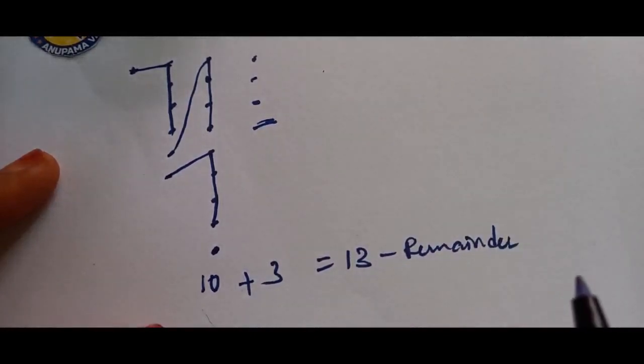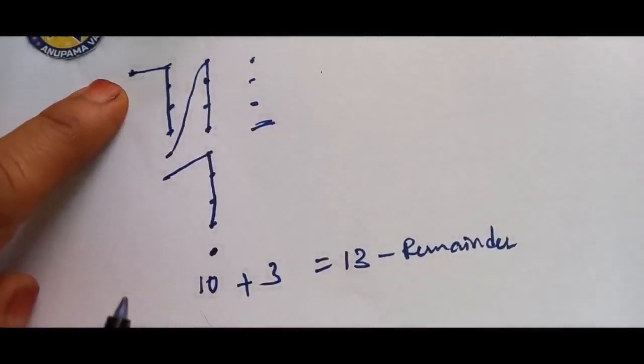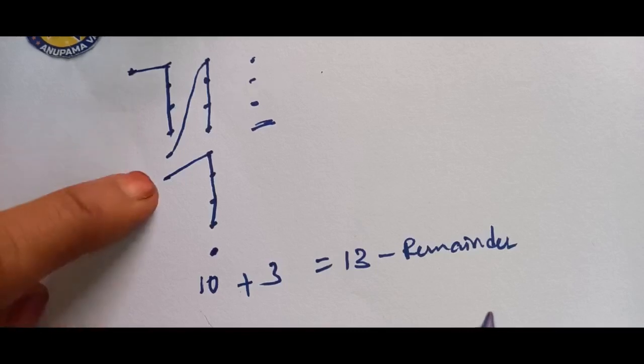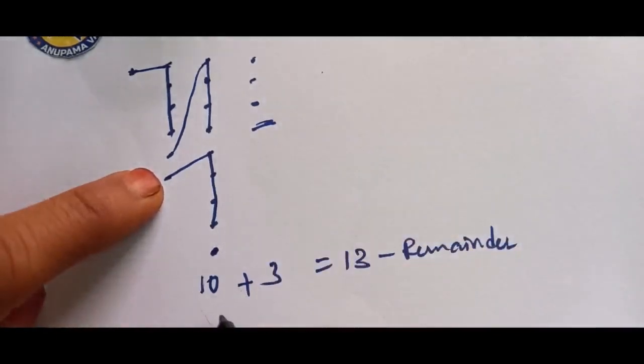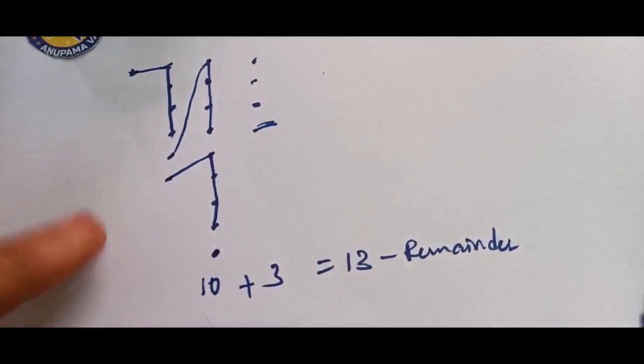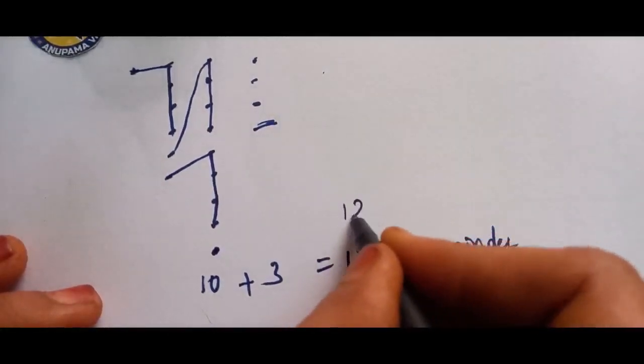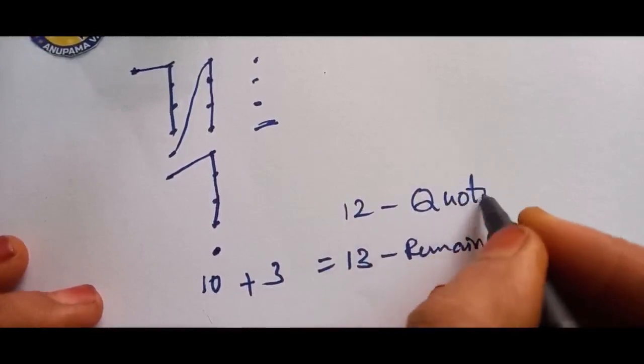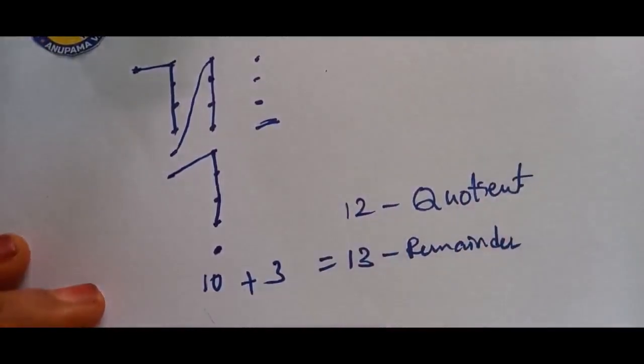Then what about the quotient? Starting points we need to take. So here 1. Next, here in the second column 2 are there. 2. So 12 is the quotient. 12 is the quotient and 13 is the remainder.